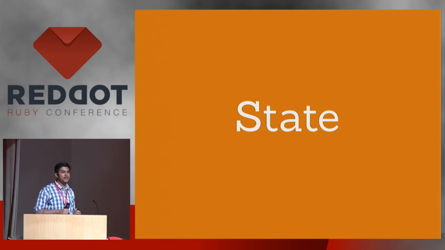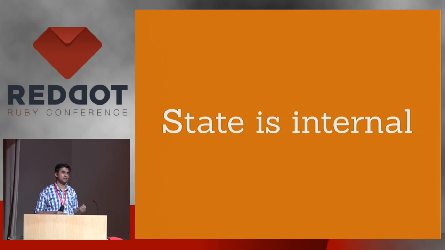The second way of managing data in React is using state. So every component can have its own state, and that state is internal. We saw that a component cannot change its props, which are passed by the parent component. But a component can change its state, because the state is owned by that particular component.